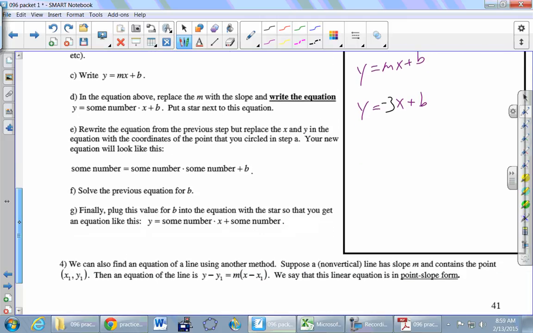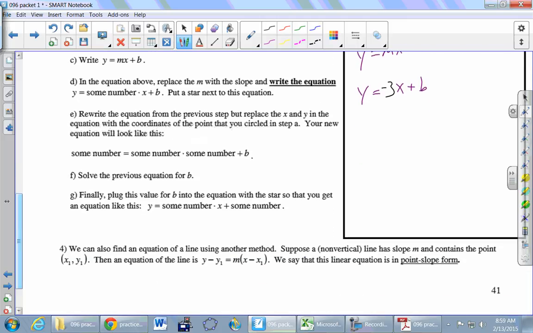So the rest of this process is to do the work to find the y-intercept. There's just one kind of funny step. It says put a star next to this equation. I don't know why, but we're putting a star. We're going to refer to that equation in a couple of steps.